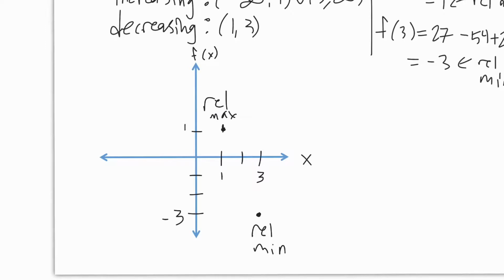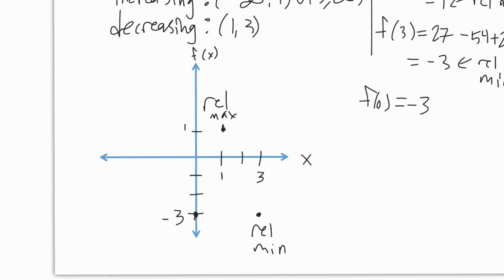So we start over here somewhere. It's not maybe clear where the y-intercept is, but we could find that. We'll find f of 0 to grab that y-intercept. F of 0 is going to be, well, just negative 3. That's convenient. So there's our y-intercept.